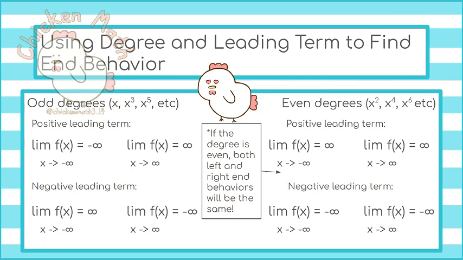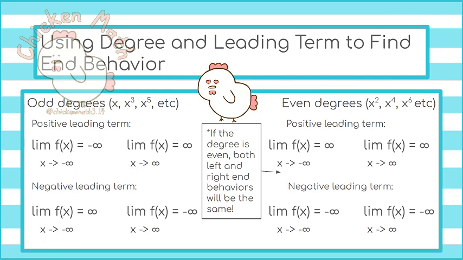And now for negative leading terms, if the highest degree of the polynomial is odd, as the input approaches negative infinity, the output approaches positive infinity. And as the input approaches positive infinity, the output approaches negative infinity.